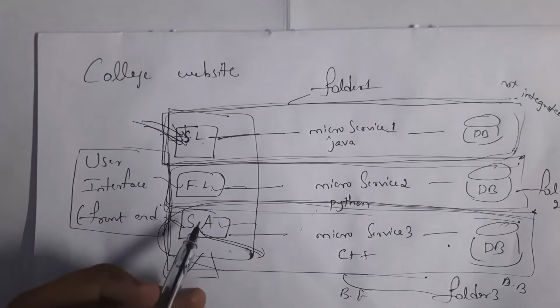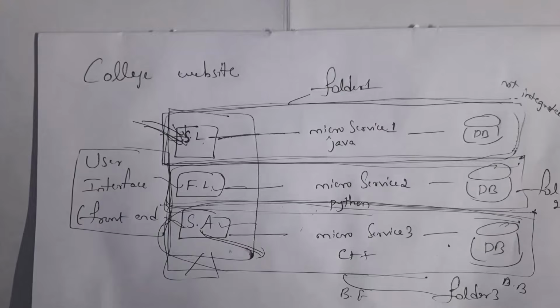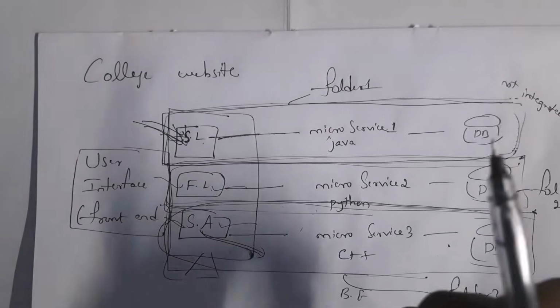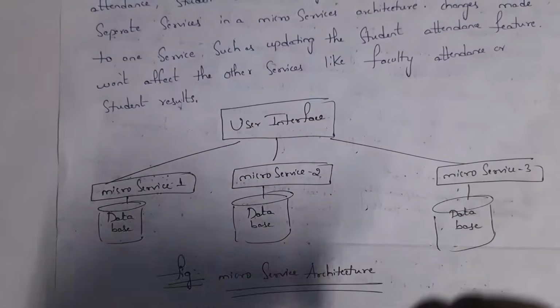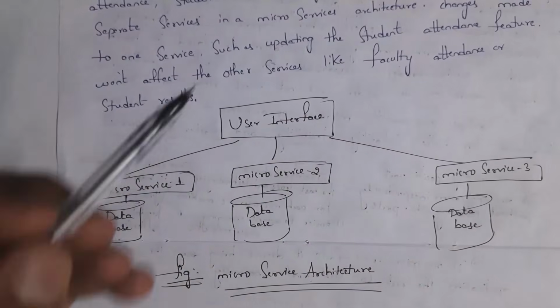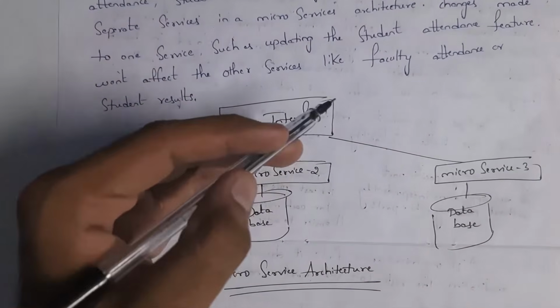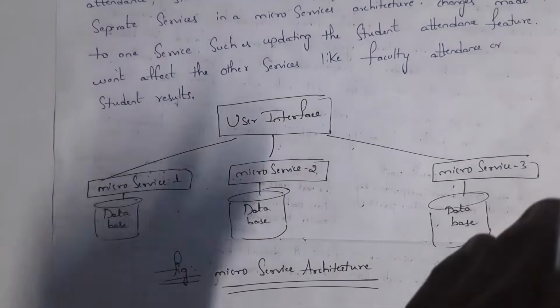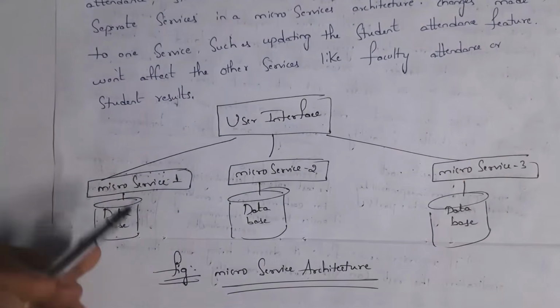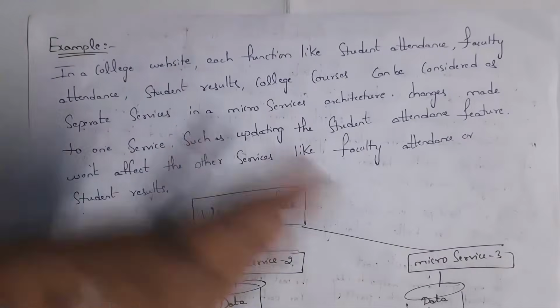So changes made in one folder will not affect other folders, and also errors in one folder will not affect other folders. This is microservice architecture. First, in front end there will be a user interface and there will be multiple microservices. Each service is connected to a separate database. I already explained this example.